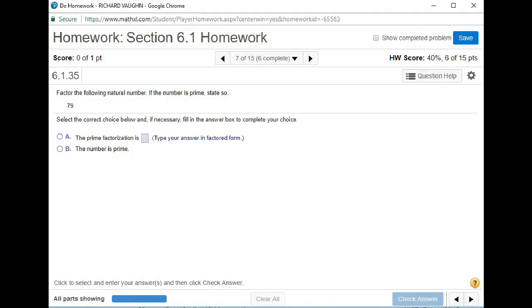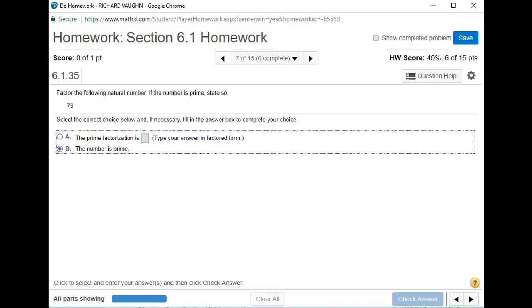All right, so we're going to factor 79. We can use the tests for divisibility. It's not divisible by 2, not divisible by 3, 4, 5, no. So the only thing that it could potentially be divisible by is 7, but it's not divisible by 7, so this number has to be prime.